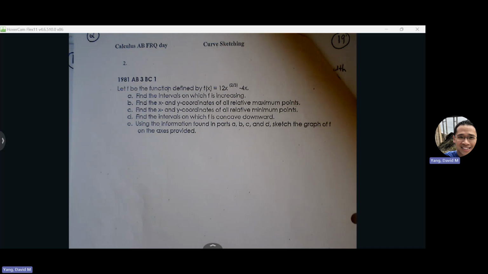So find your derivative, go through your first derivative test, create your slope sine line, find your second derivative, create your second derivative sine line, and then once you have your sine lines all laid out, then you can find your relative max, your relative min, your concave down. And you can also sketch your graph based off of the shape, the slope, and the curvature of the graph.